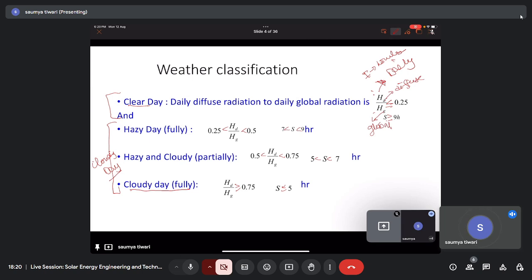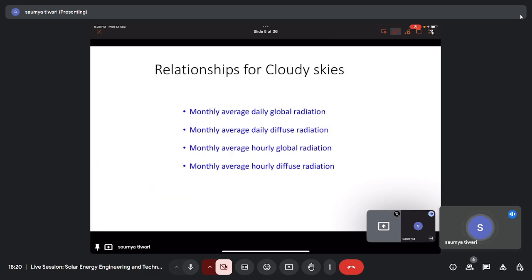Okay, so if in the question it is given that for this day, this is the number of sunshine hours, from there you first have to understand whether it is talking about a clear day or a cloudy day. The empirical relations for clear days and cloudy days are different, so that we will see in the upcoming slide.